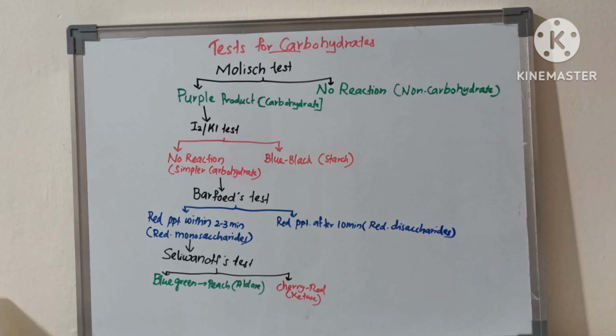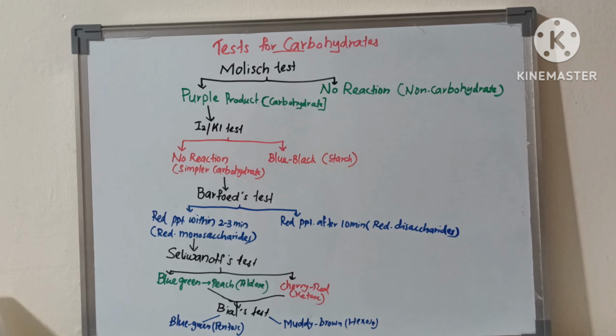This test distinguishes between aldose and ketose sugars. This test is a confirmatory test for ketohexose, that is fructose. If a blue-green to peach product appears, that means the sample contains an aldose. If a cherry-red product is there, that means the unknown sugar is a ketose. For example, fructose. That is Sullivan's test.